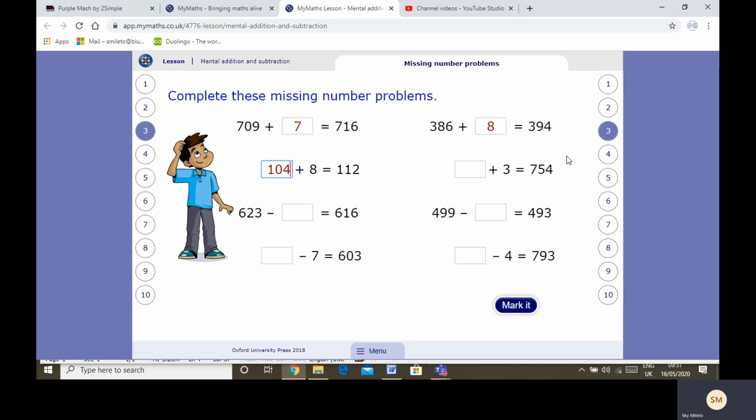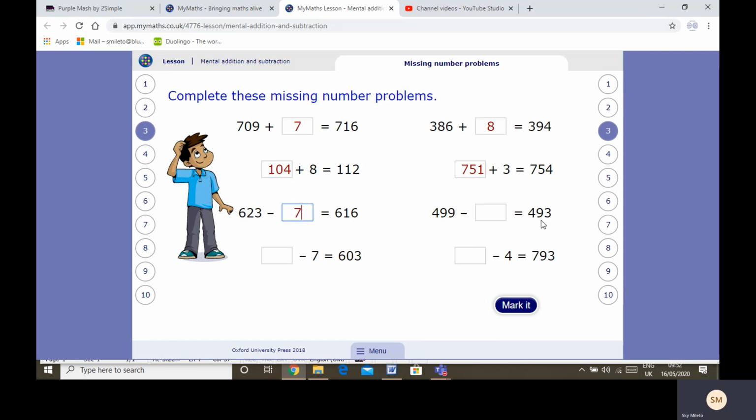Here we're just taking off 3. So 754, 3, 2, 1, 751. Here we're looking for a subtraction. We need to know the difference between 623 and 616. I'm going to do this as an addition to find the missing number. 616 add something equals 623 due to the inverse law. So 616, I'm going to add on 4 to get to 620, and then I'm going to add on 3 to get to 623. We know 4 plus 3 is 4, 5, 6, 7.